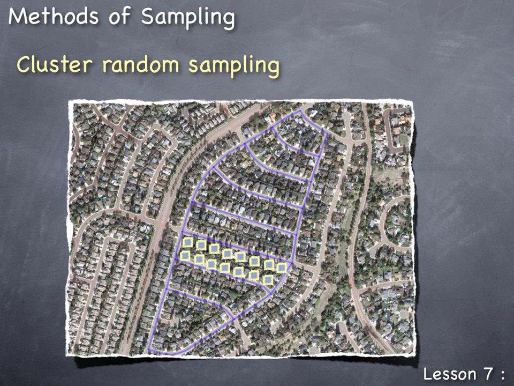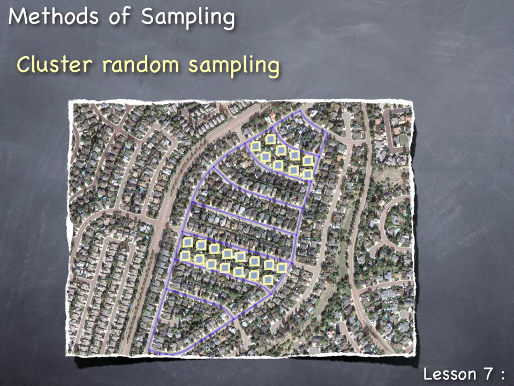To get a bigger sample, we would just randomly select additional clusters. So using the random number generator on a calculator again, we could randomly select another block. Let's say block 7 is selected. If that's the case, then every single household in the 7th block is included in the sample.